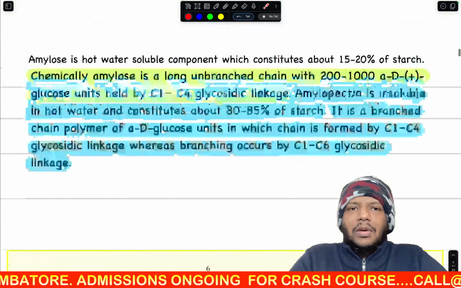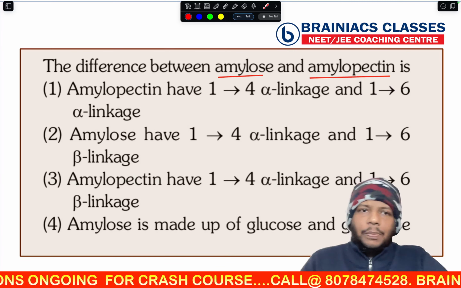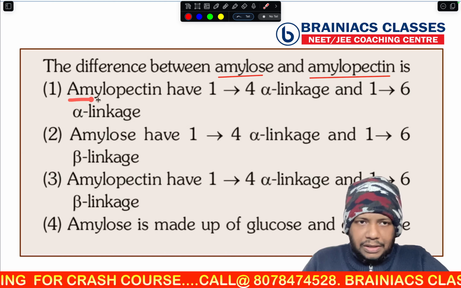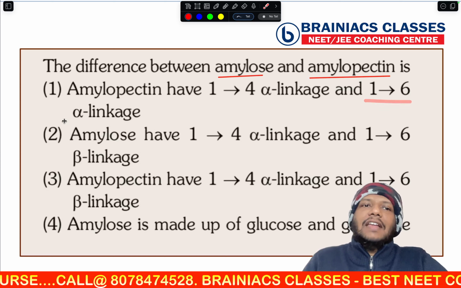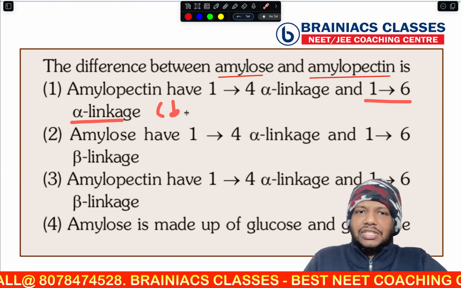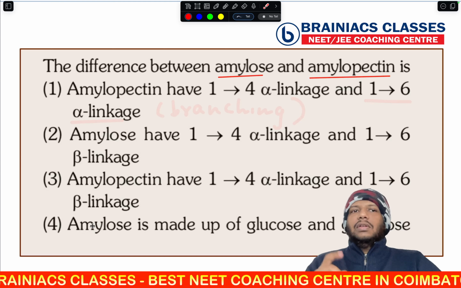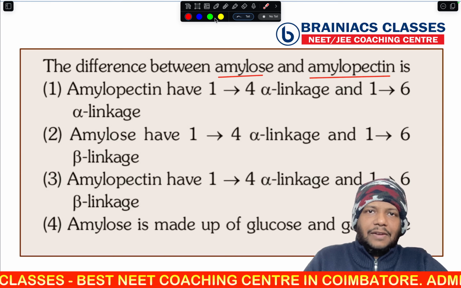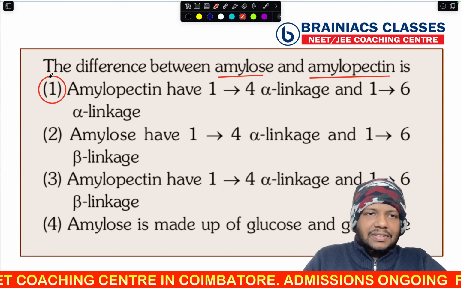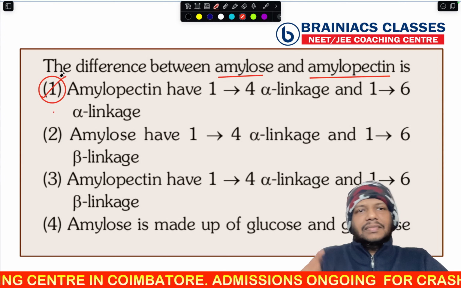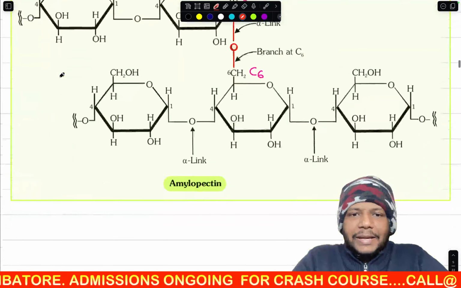Clear? Now, if you go through the options, we can easily say the difference between amylose and amylopectin is, I can say, amylopectin has 1,4 alpha linkage and 1,6 alpha linkage, which give rise to branching. Okay, so I hope the answer is clear for you. So my answer is option 1 would be my correct answer. Clear? That's it. Okay, so let's switch to the final question for the day.